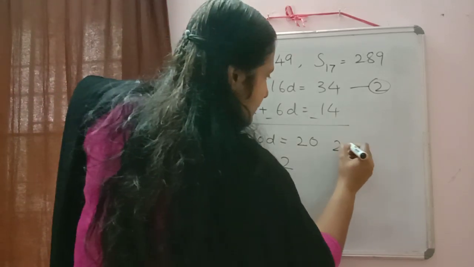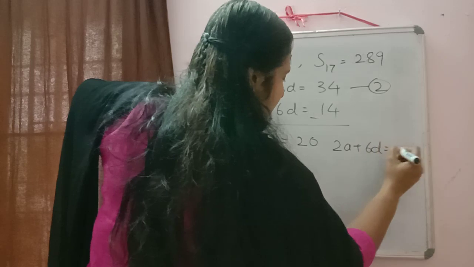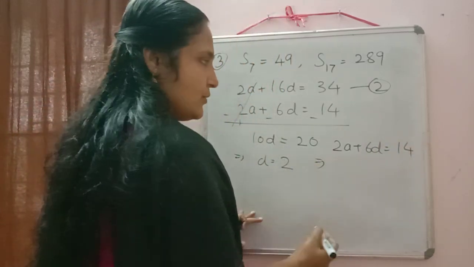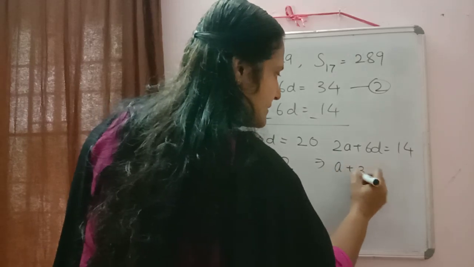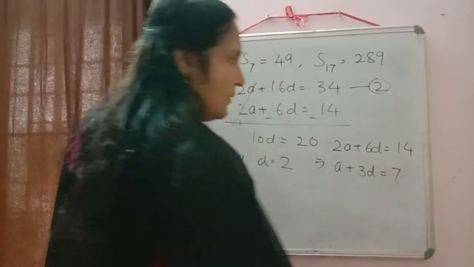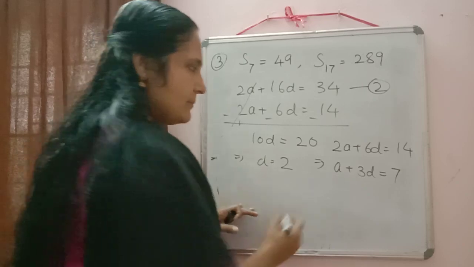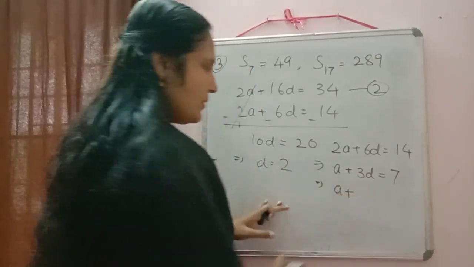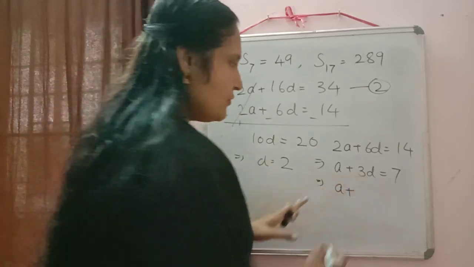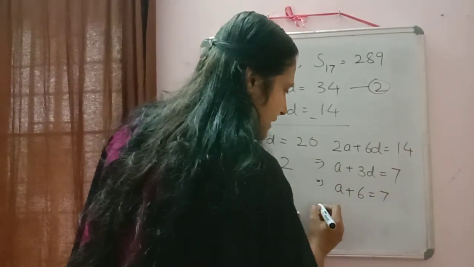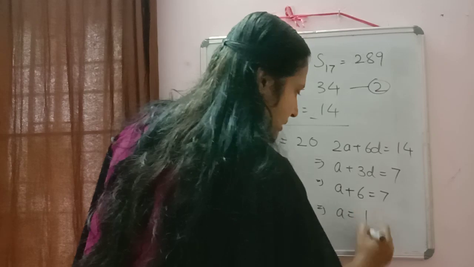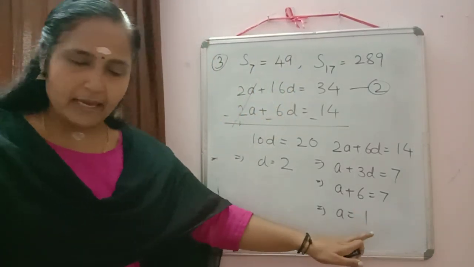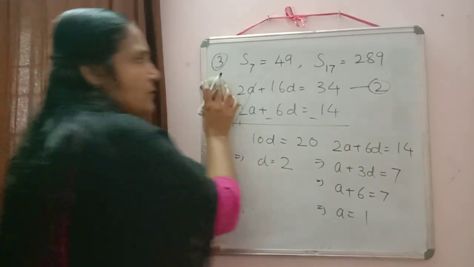Our first equation was 2a plus 6d is equal to 14. Now if you want, you can divide it by 2. So it will be equal to a plus 3d is equal to 7. Now our calculation will be easy. Now we'll substitute the value of d here. So it will be a plus 3 into 2, 6, is equal to 7. So we will get a is equal to 7 minus 6, 1. So we got the value of a as 1 and d is equal to 2.